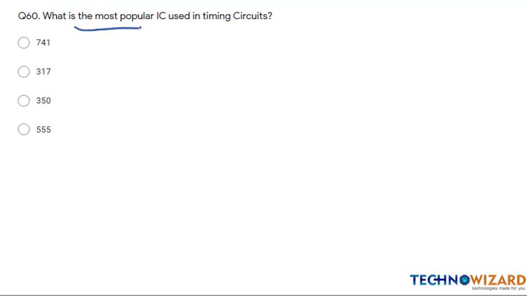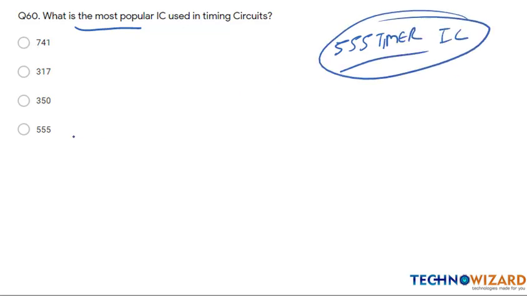Now, the last question, question number 60. Which of the following is the most popular IC used in timing circuits? You should always remember the 555 timer IC circuit. For timing, only 555 is used. Therefore, option D is the correct answer.